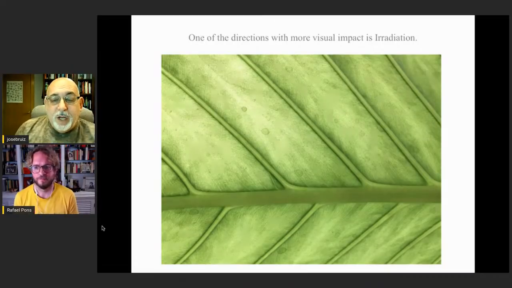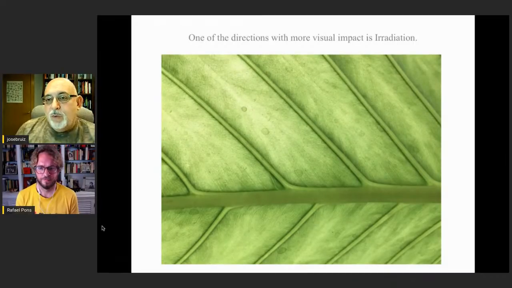Well, this is one of the strongest directions. It's called irradiation. We have it in the clouds, sometimes in the aurora borealis, northern lights. We have them in leaves, for example, as you see in this texture. But this is an irradiation. All the lines are irradiated from a thick line.